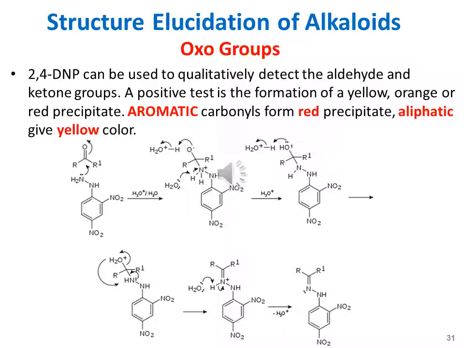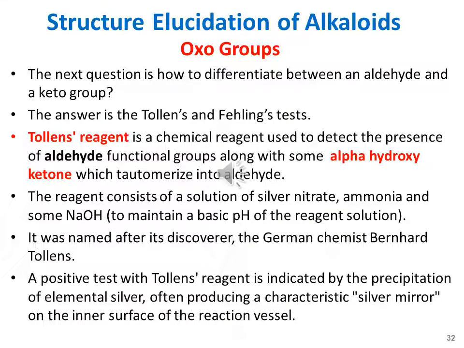2,4-DNP can be used to qualitatively detect the aldehyde and keto functional groups. A positive test is the formation of a yellow, orange, or red precipitate. Aromatic carbonyls form a red precipitate, whereas the aliphatic ones give a yellow color. A general reaction between 2,4-DNP and a ketone is shown in this slide. The next question is how to differentiate between an aldehyde and a keto group. The answer is the Tollens and the Fehling's test.